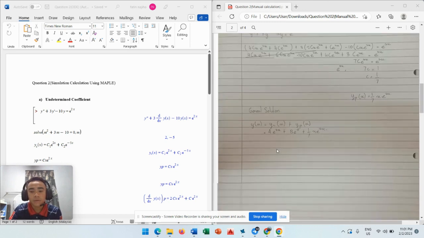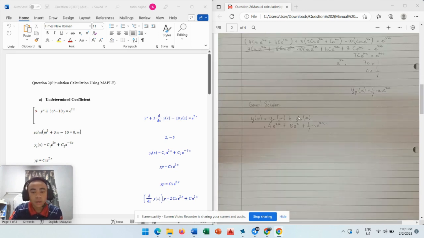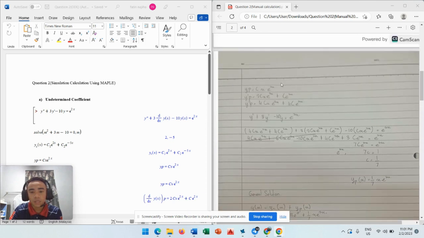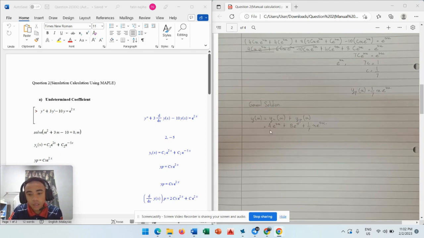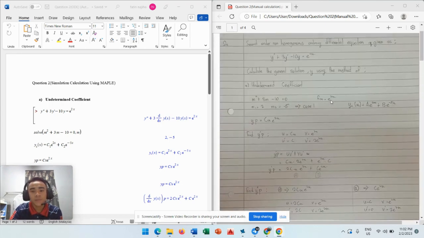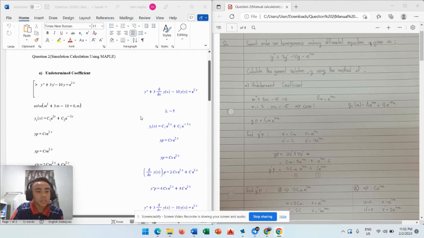So for the general solution, it is yx equal to ycx plus ypx, and after we substitute the answer we get a exponent to x plus b exponent negative 5x plus 1/7 exponent to x. So it is the manual calculation for the undetermined coefficient. So we go to the Maple for the simulation calculation. It is the same like the manual calculation.